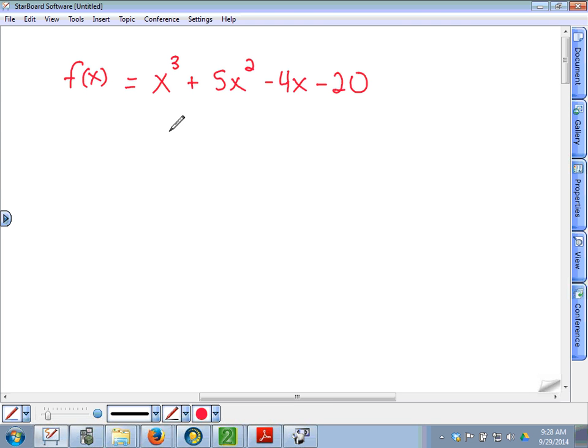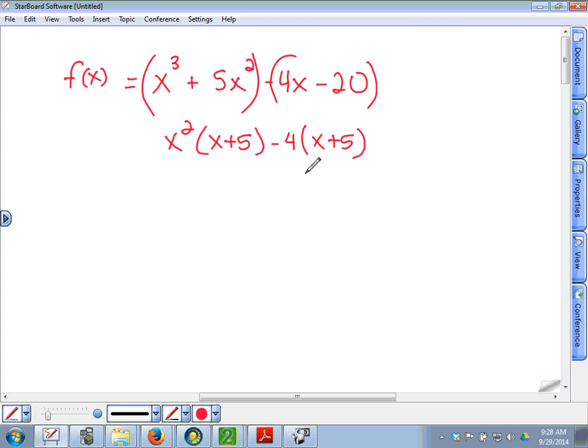Tell me what you guys did. Almost all of you raised your hands saying that you successfully solved this one, so help me out. We factored by grouping, right? We had x squared factored out. That left x plus 5, and then from here you factored out a negative 4. That left x plus 5. So then you factored out an x plus 5 from that, and that left you with x squared minus 4. So then the zeros were x equals negative 5 and x equals plus or minus 2.